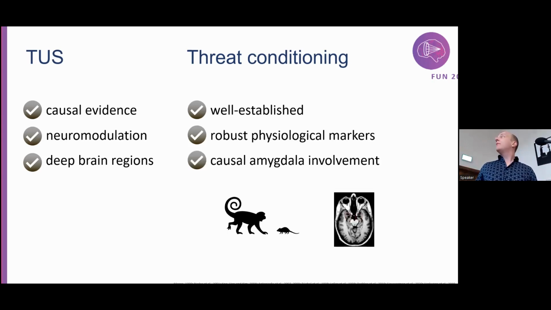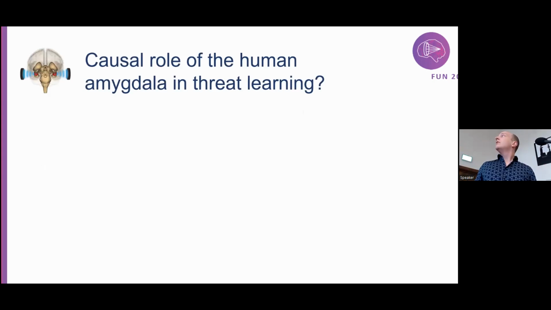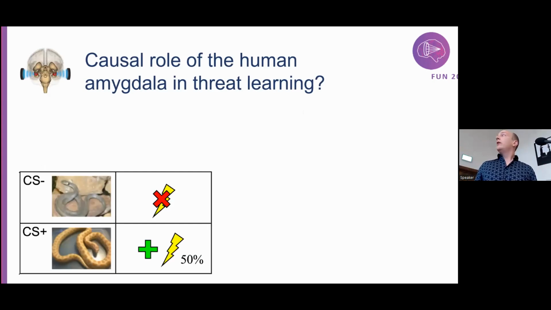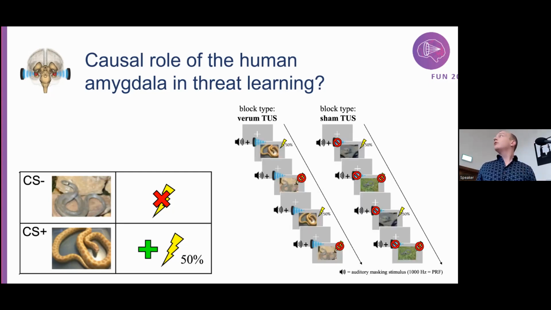And from animal studies where they lesioned the amygdala, or from human patient studies with specific lesions to the amygdala, we know that there seems to be some causal involvement of the amygdala in both these processes. So we set out with this question: is there a causal role of the human amygdala in threat learning? We used, as I just mentioned, a threat learning paradigm in which snake images were either paired with a shock or never paired with a shock.